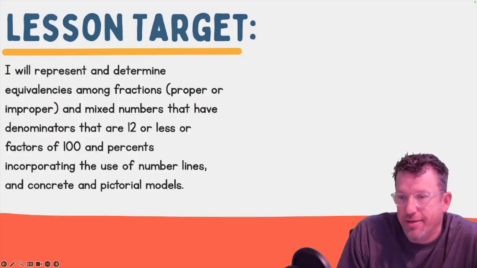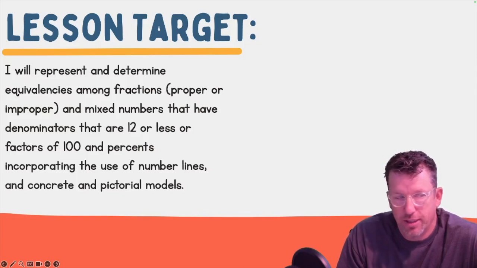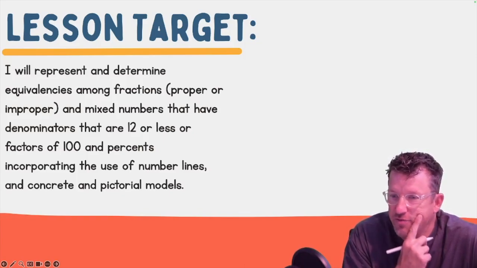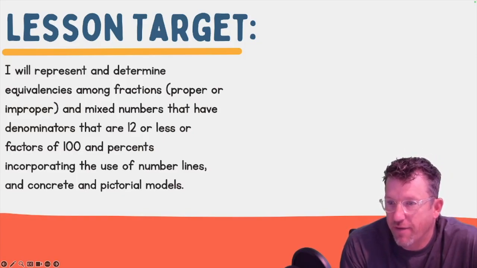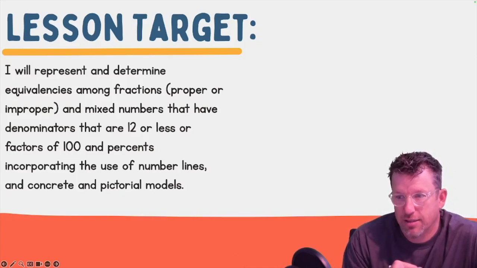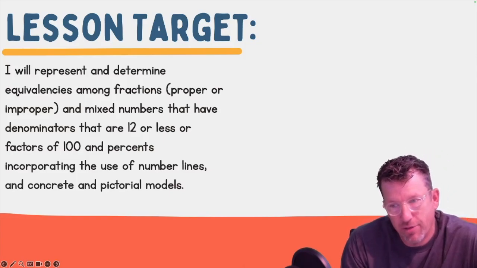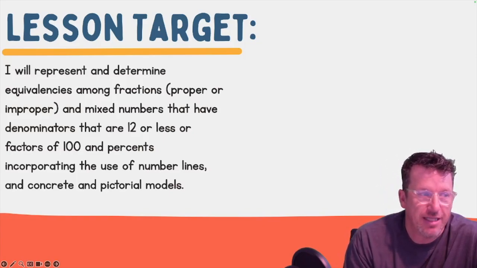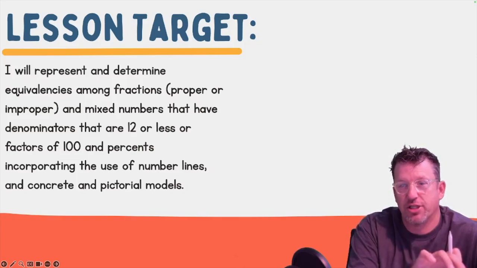Okay, today, this is a lot of words. And I'm going to read them to you, and then I'm going to tell you basically what we're trying to say. Okay, so your goal today is for you to be able to represent and determine equivalencies amongst fractions, both proper and improper, and mixed numbers that have denominators that are 12 or less, or factors of 100 and percents, okay? And you're going to be able to do this incorporating the use of number lines and concrete and pictorial models.